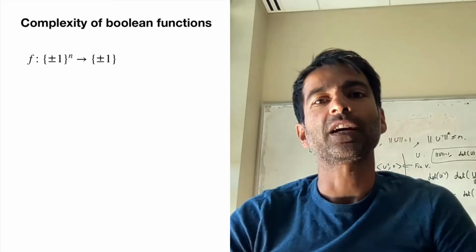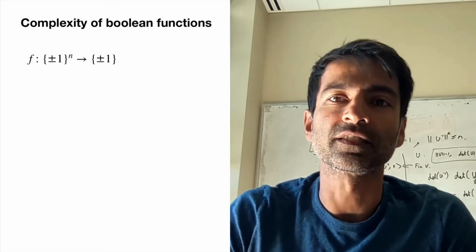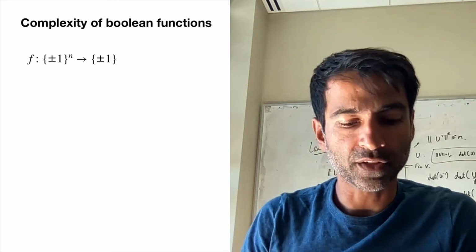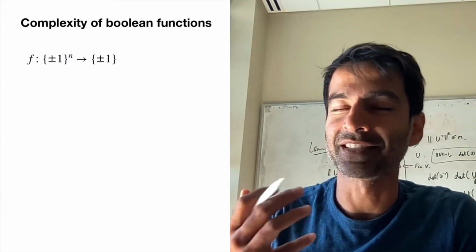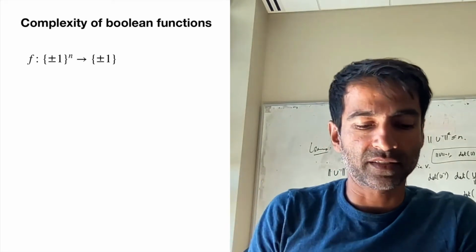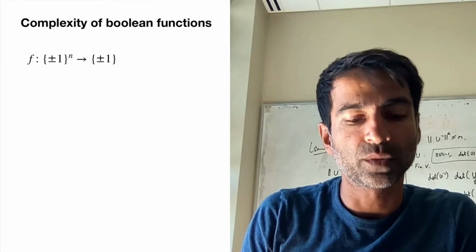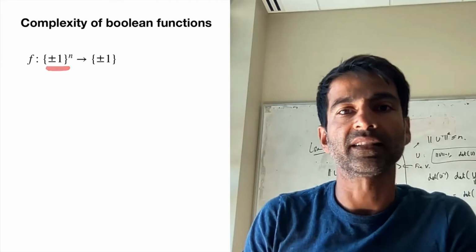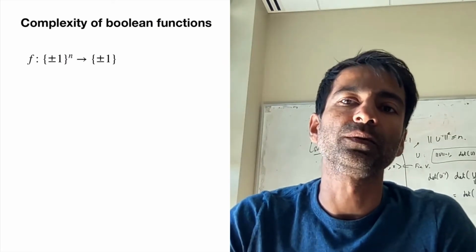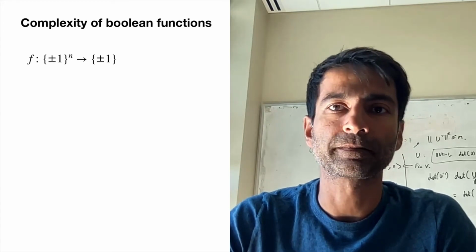In this video, I'm going to explain several really interesting results that concern the complexity of Boolean functions. A Boolean function is perhaps the simplest class of functions that's interesting. It's a function that takes a vector whose coordinates are either plus or minus 1 as input and computes a value which is also a number that's either plus 1 or minus 1.